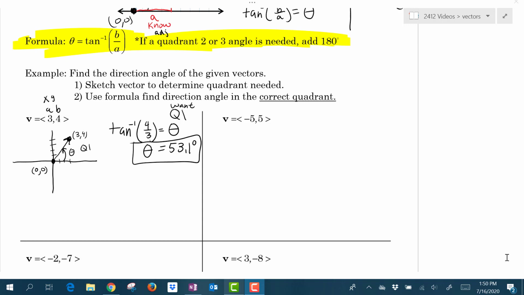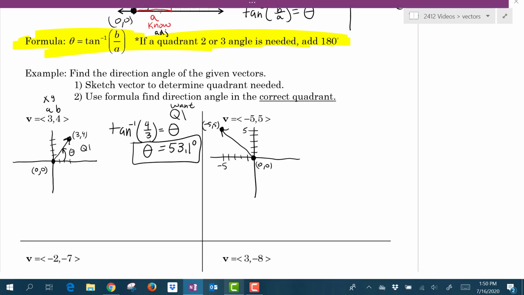Alright, for our next vector, we have negative 5, 5. So I'm going to graph that. That's 5 to the left. It looks like 5 up. Okay, 5 to the left, 5 up. So we're going to start at 0, 0 again for our initial point, follow the directions, and then plot the terminal point. Connect them and draw our arrow. Alright, so there's our terminal point.